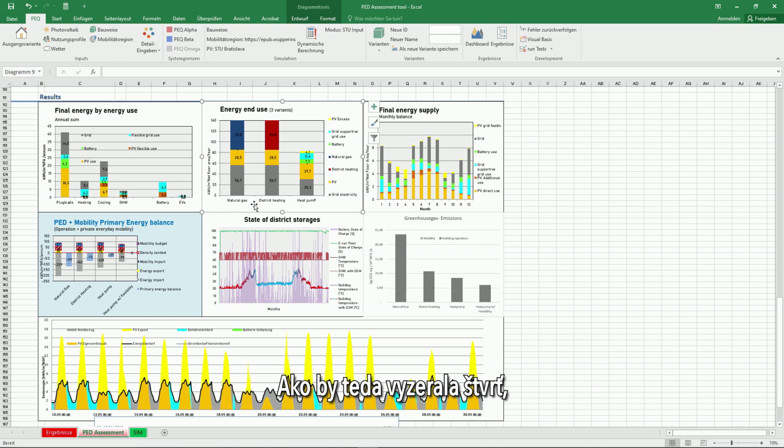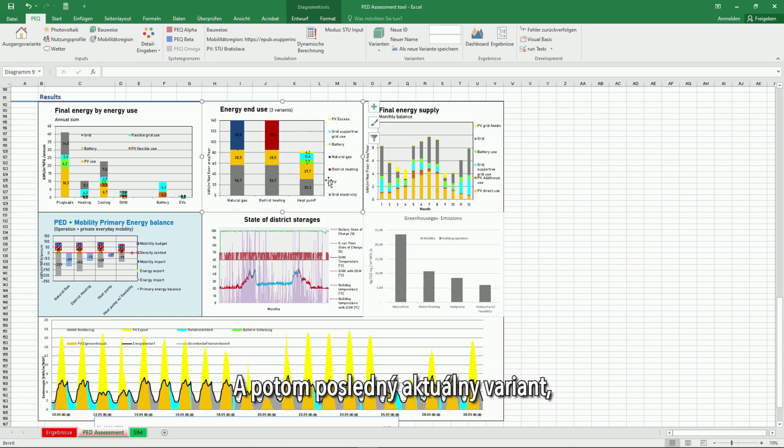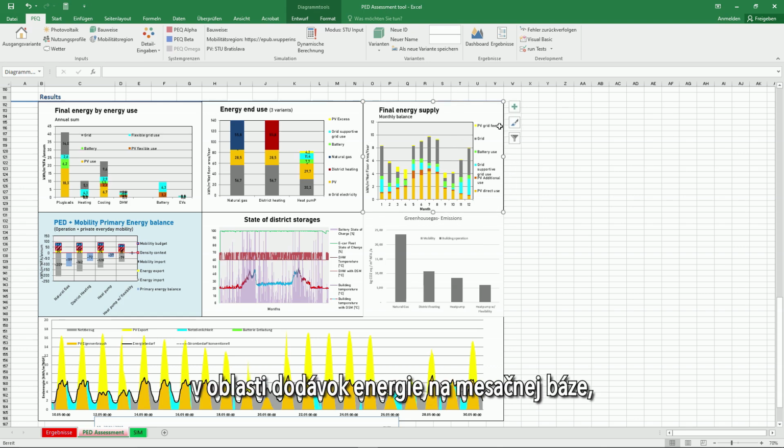So how would the district look if we provided it with natural gas? How would it look if we heated it with district heating? And then the final variation: how does it look with a heat pump situation? Then we have a final energy supply situation on a monthly basis, showing how the energy is provided during the year. So this is all about energy use and energy provided.